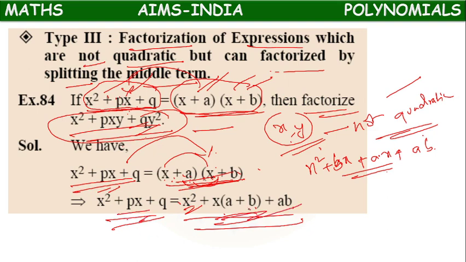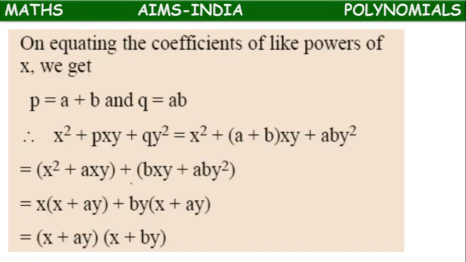LHS and RHS are equal. If we equate them, x square equal to x square, px equal to x into a plus b, means p equal to a plus b, q equal to ab. If we make them equate, p equal to a plus b, q equal to ab coming. Now we will take the another polynomial which is not quadratic, for which we have to find factors. That we will take now.